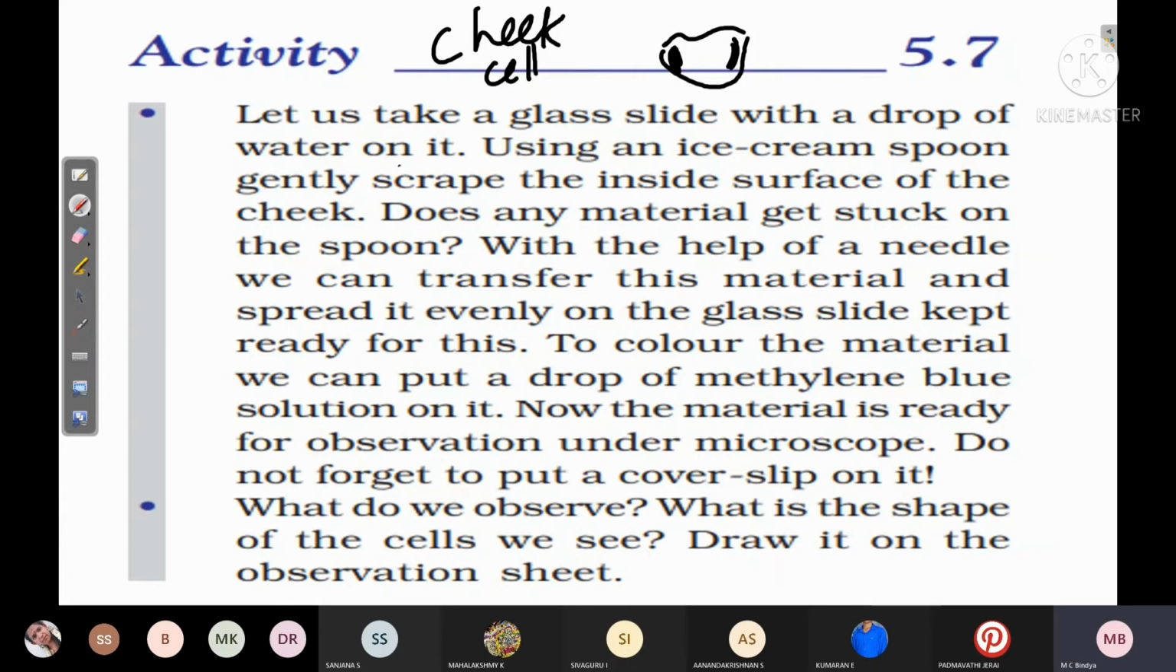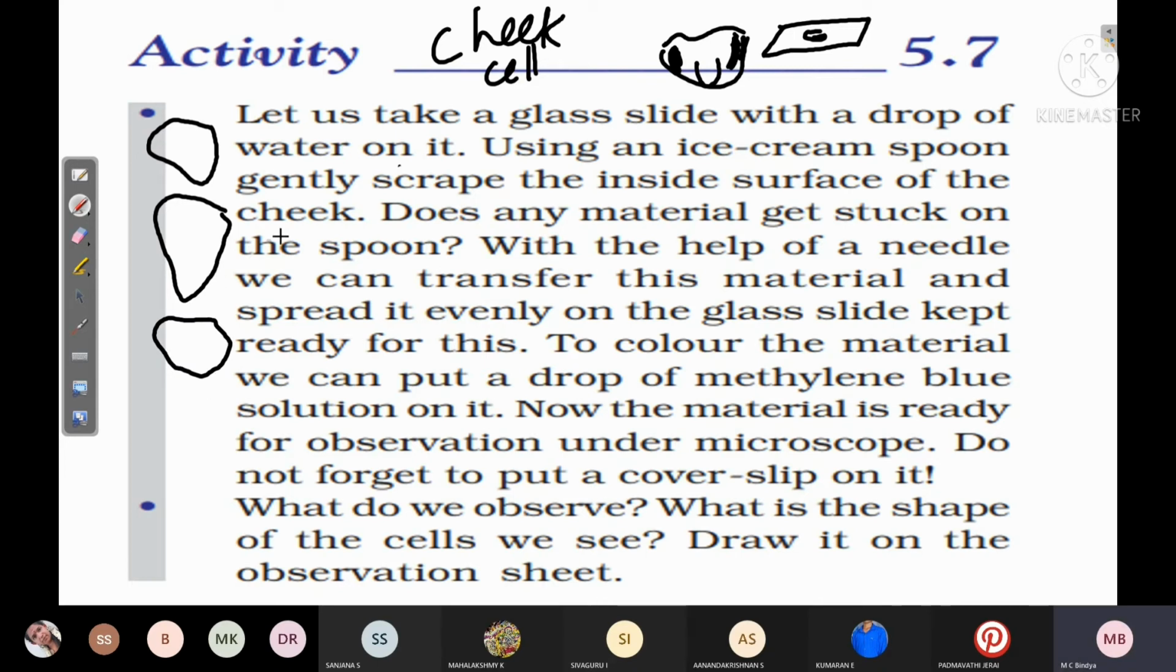Note it down, children. Area cheeks are there, no? On either side of the tongue, the sides of your cheeks, you just scrape it with some toothpick or any ice cream rod. You can smoothly scrape it. Then take a little water on the glass slide and rub that toothpick in it. When you keep it under the microscope, you will see cells which are irregular shaped, almost triangular shape.